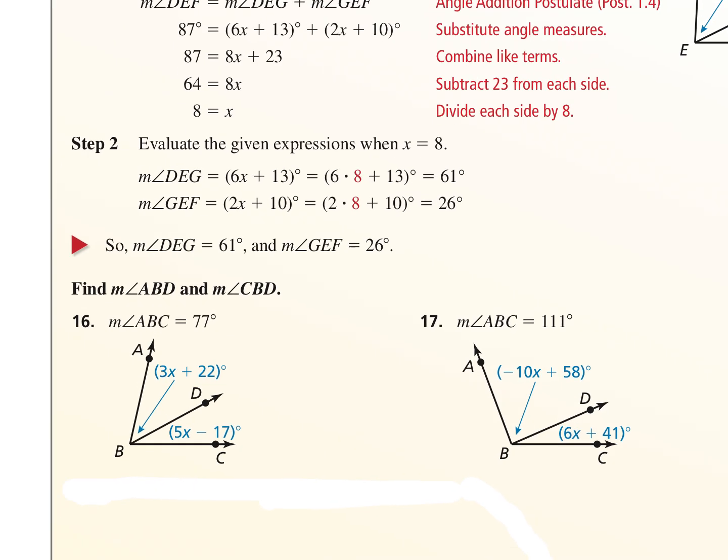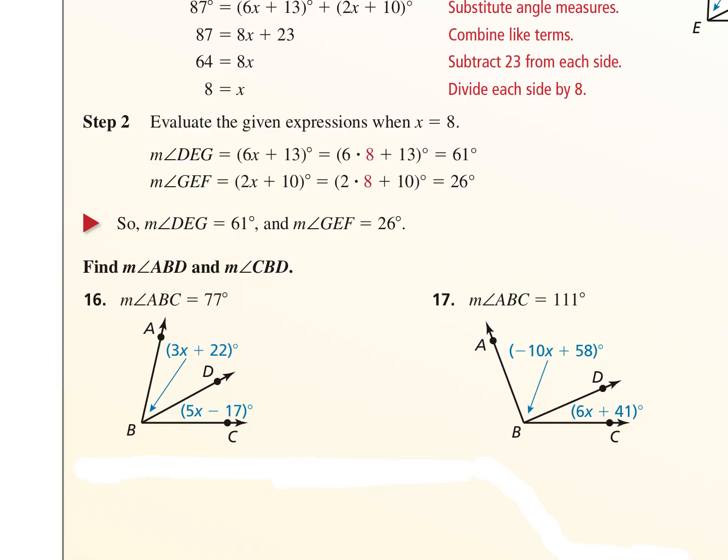Going ahead to 1.5. This is going to be quick. So these are asking for the measure of specific angles. So the measure of angle ABD. So I'm just highlighting it on both of them. And the measure of CBD.